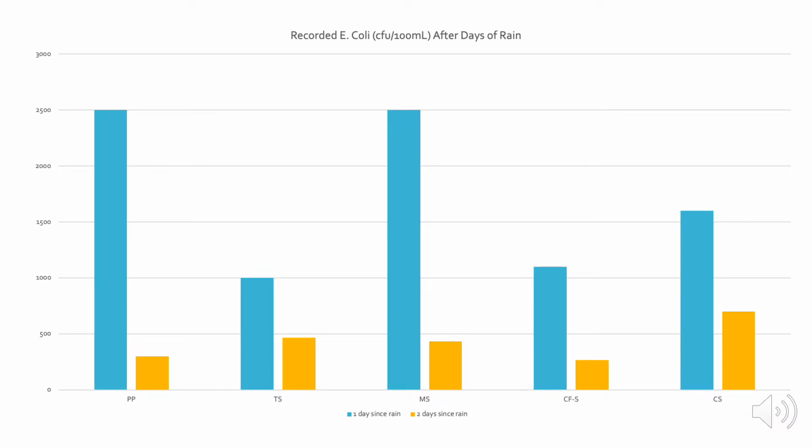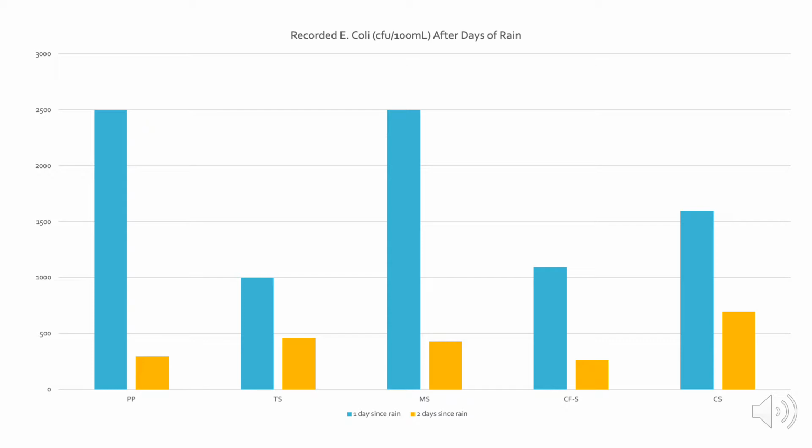After the proper calculations were made, the graph shown displays the recorded E. coli CFUs per 100 milliliters at each of the 5 locations. The y-axis displays the measured E. coli, while the x-axis depicts the abbreviated locations. At each of these points, there are 2 data columns.